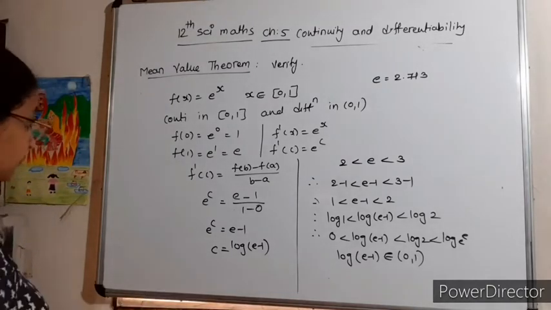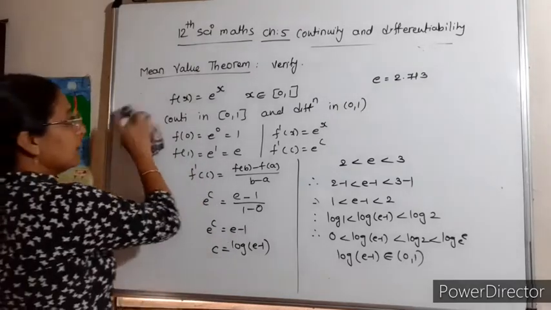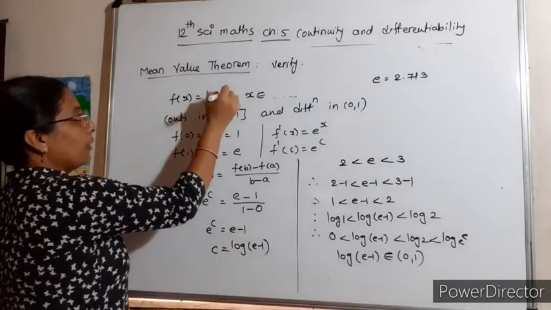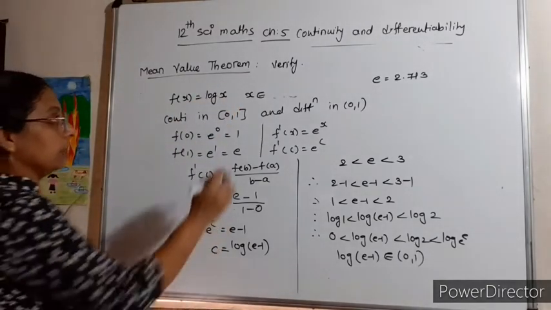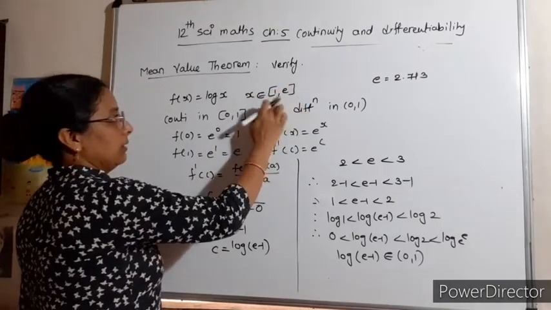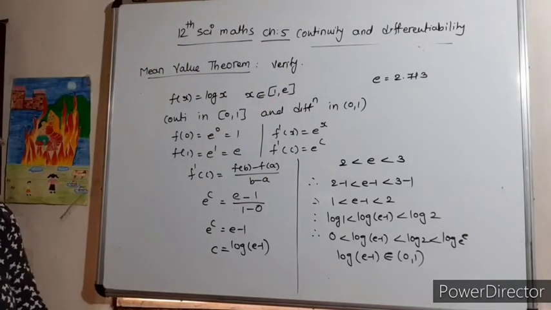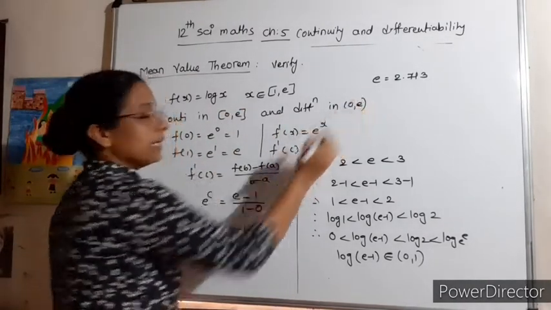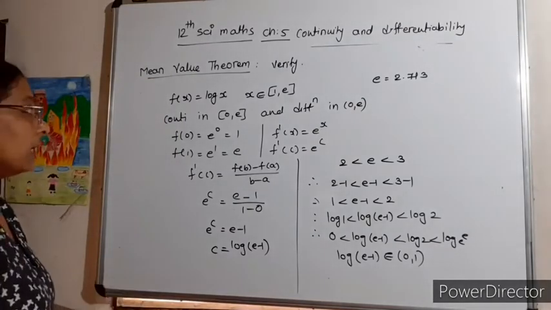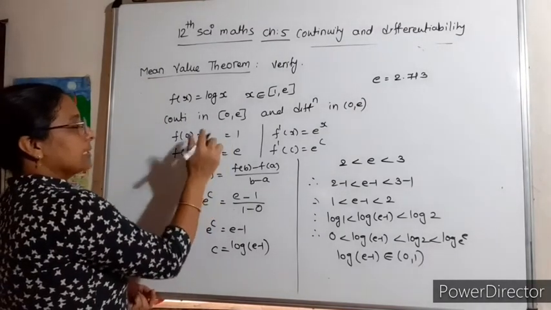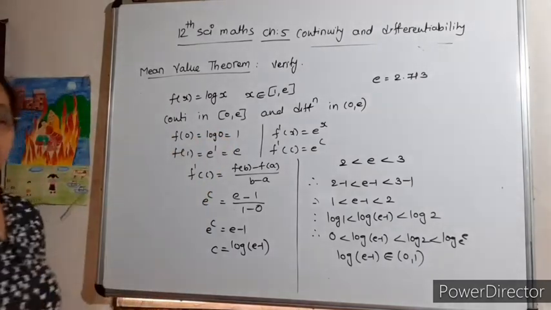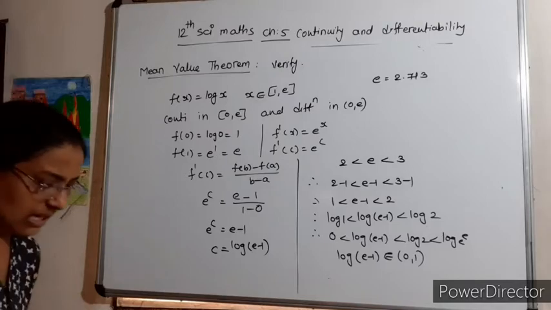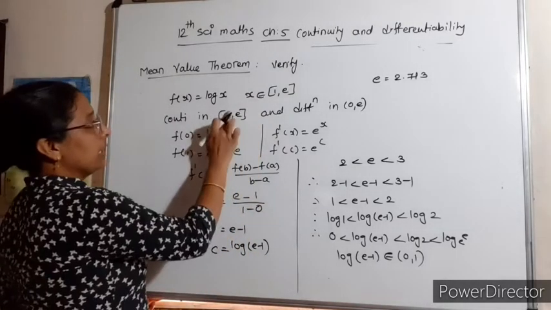Okay. Then the next sum is, here it is given that f(x) is equal to log x in the interval 1 to e. I'll leave the value of e there. Right? Okay. So here it's continuous in 1 to e, and differentiable in 1 to e. We know that it is a log function. Now f of 0, log 0. Right? f of 0, what is it? Log 0 is, oh sorry, it is 1 to e.